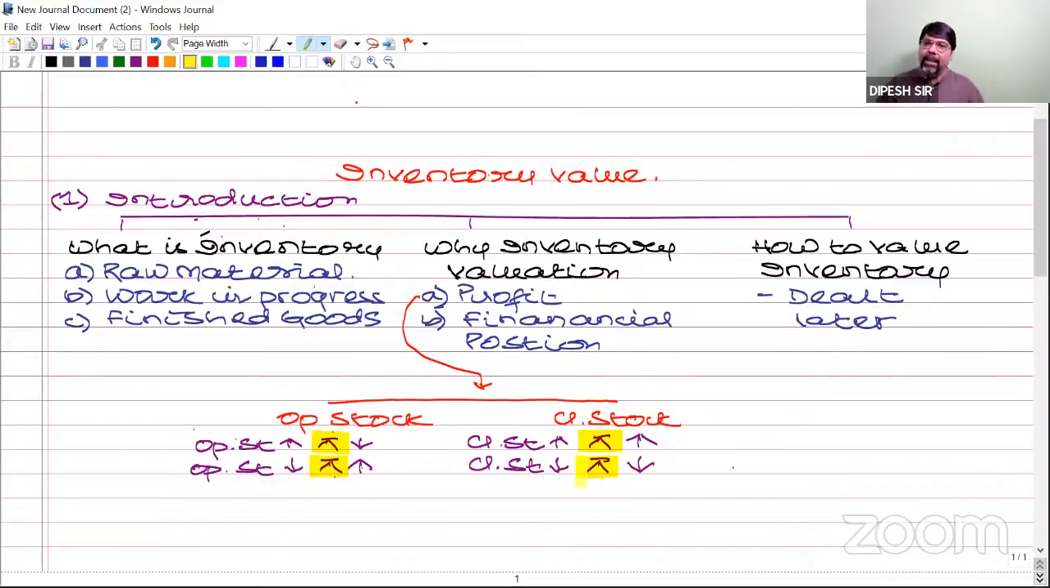So what is inventory? Raw material, work in progress, finished goods. If you pick up shoes, leather and sole is raw material. Shoes without sole or lace is work in progress, semi-processed goods or incomplete goods. Shoes ready to sell, ready to wear is finished goods. Am I clear, chartered? Yes. Now, chartered, inventory valuation is governed by accounting standard 2. Correct?